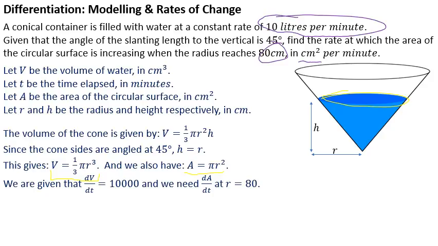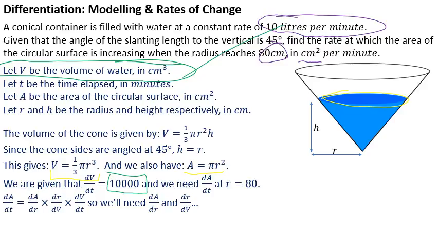Now we have dV by dt equals 10,000. You'll notice there, that's the 10,000. This is the bit that I nearly made a mistake on before I decided to write down explicitly what V represented when I was creating this. We're talking 10 litres per minute, which means 10,000 cubic centimetres per minute. And we need dA by dt when r equals 80. That's what the question is asking us for. So in that line, I've kind of summarized what we know from the question and what we need to produce.